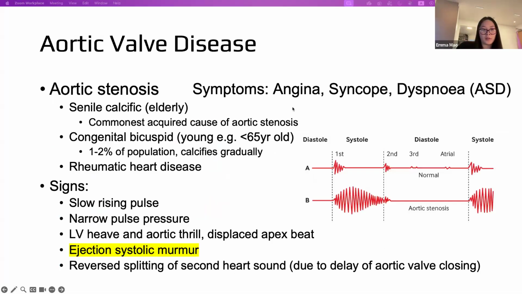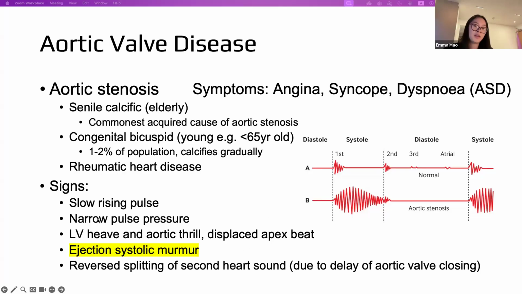So let's have a look at aortic valve disease. We have aortic stenosis. So causes of aortic stenosis include senile calcific. So when you get older, the valves calcify and then become stenosed. And then we also have people with bicuspid aortic valves, and they are usually younger, so they just calcify earlier. So if you read the stem and there's a slightly younger patient with aortic stenosis, you could think about them having a bicuspid valve, and then also rheumatic heart disease.